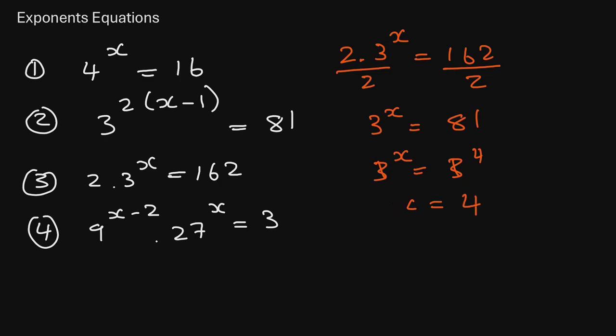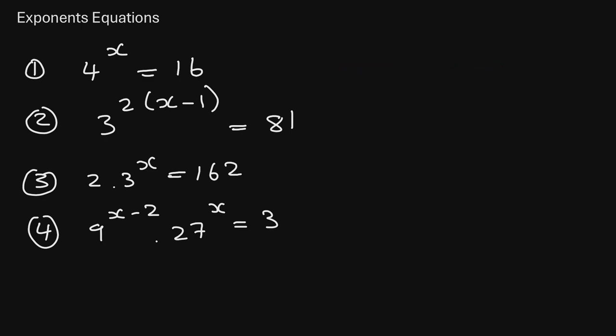So if we look at the last problem, we have 9 to the power of x minus 2 multiplied by 27 to the power of x is equal to 3. So the first thing is to change the bases to prime numbers. So 9 can be written as what? You use your calculator, remember. 9 equals, shift fact, and then it will give you the answer.